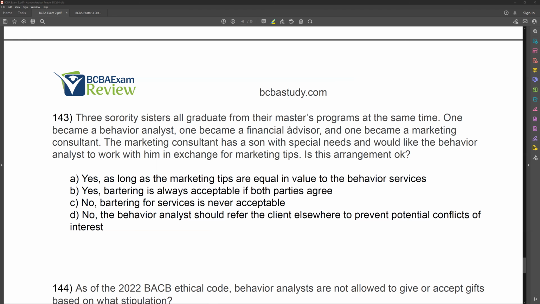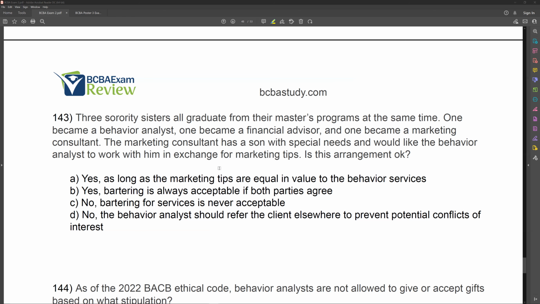So yes, they're bartering for services. So can you barter for services? Can the marketing consultant exchange marketing tips for services? Sure. Now, is there a stipulation for bartering? Absolutely. These services need to be about equal in value to the behavior services. So if you get an hour of marketing tips, but you provide 30 hours of services, it's not necessarily equal. If you're going to barter, the values of whatever you're bartering for need to be about equal to what you're providing.